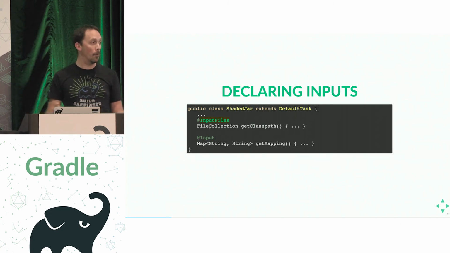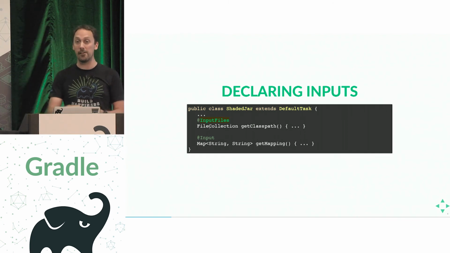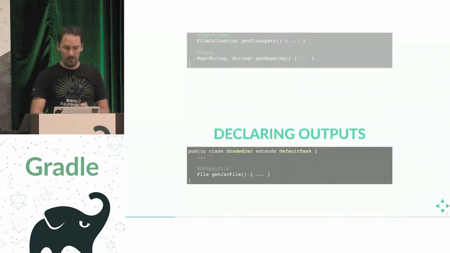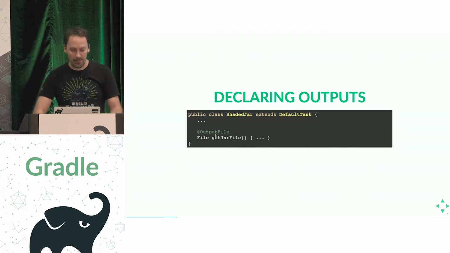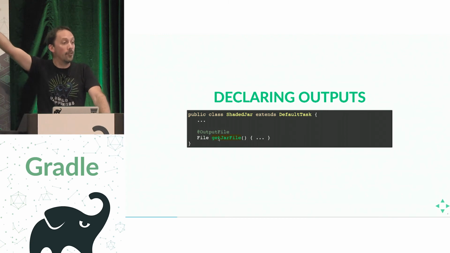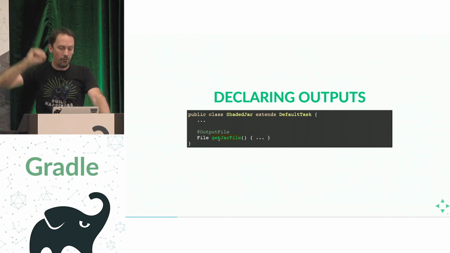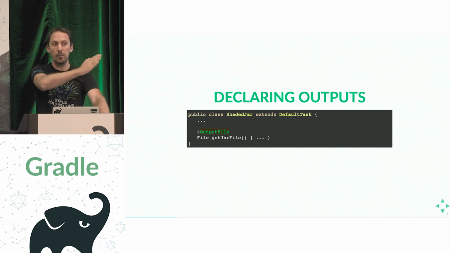But we still miss one piece. And the piece that we're missing is pretty obvious. We didn't declare the output of the task. So similarly, just create getJarFile, which corresponds to my jar file property in the configuration block, @OutputFile, and then there you go. You have declared precisely: those are my inputs, those are my outputs.